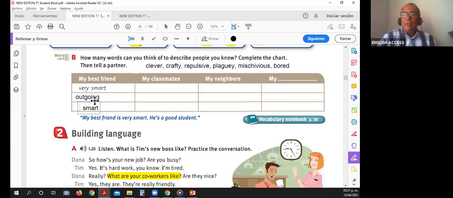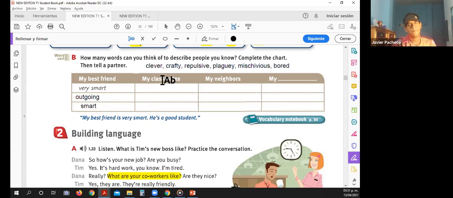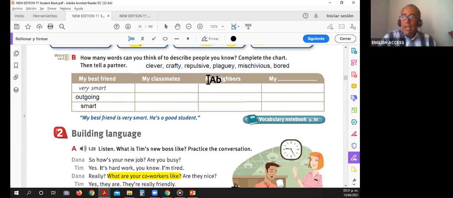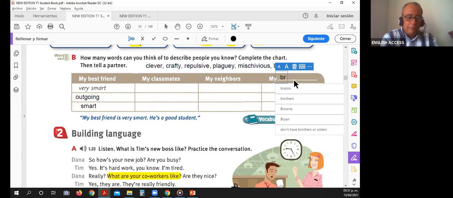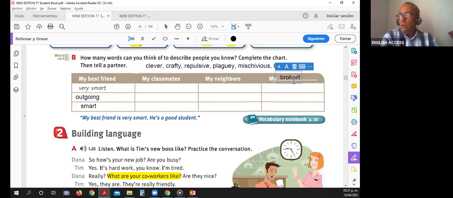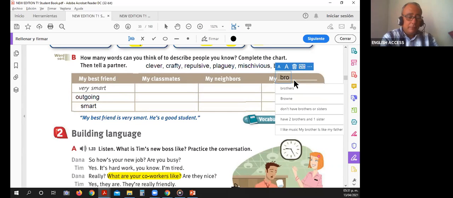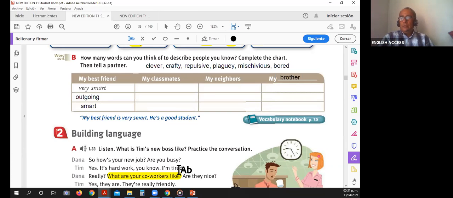Please think about your best friend or a friend. Then please type something or write something for your classmate, a neighbor, maybe somebody in my family, my brother, or your sister, or anybody that you know. But please write down some adjectives for a best friend or a friend, a classmate, or a neighbor.